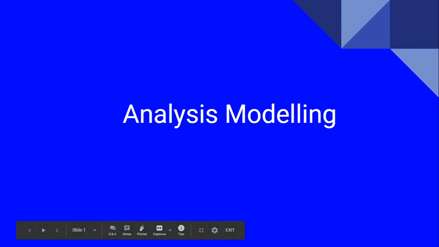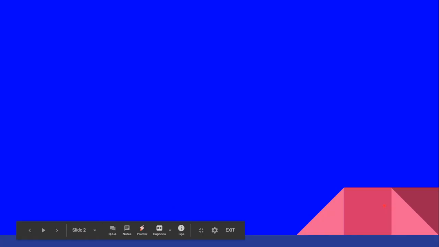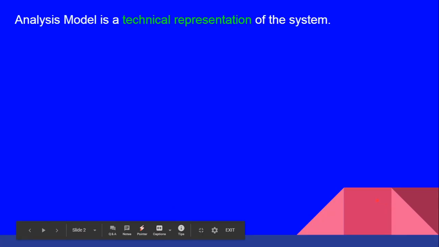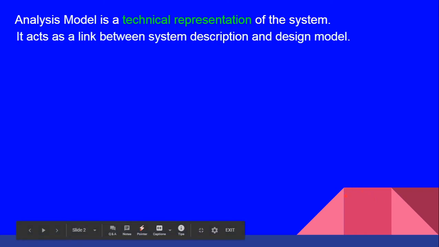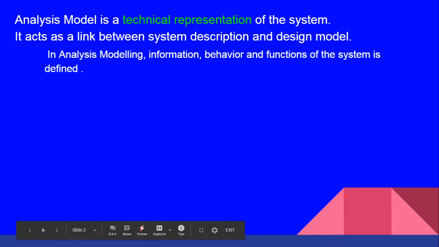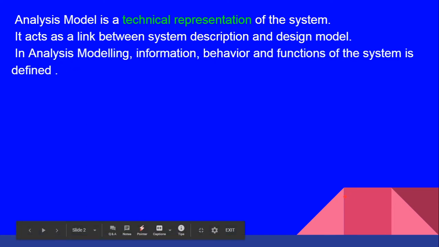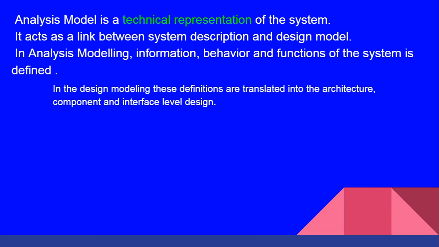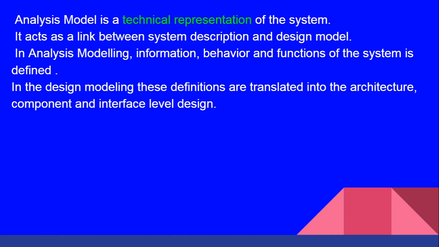Hello everyone, in this video we are going to see about the concept of analysis modeling in software engineering. So here, the analysis model is a technical representation of the system. It acts as a link between the system description and the design model. In analysis modeling, the information, behavior and functions of the system are defined. In design modeling, these definitions are translated into an architecture, component and interface level design.